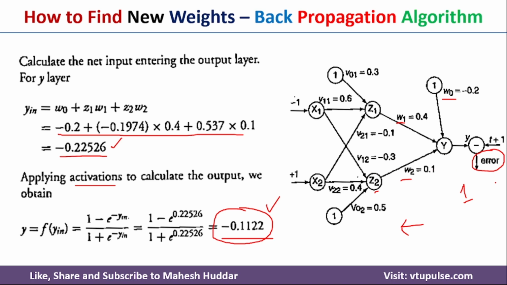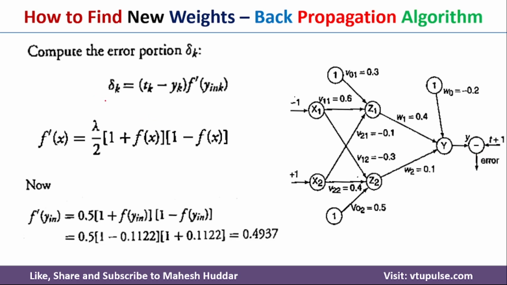Now the question that comes in front of us is how to calculate the error at this output neuron. To calculate the error at the output layer, we use this equation, that is delta k is equivalent to (tk minus yk) multiplied by f dash of y in k. So what is k here? K is the output neuron number. So how many output neurons are there?